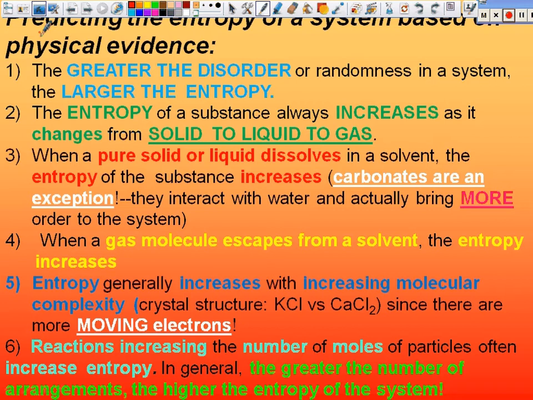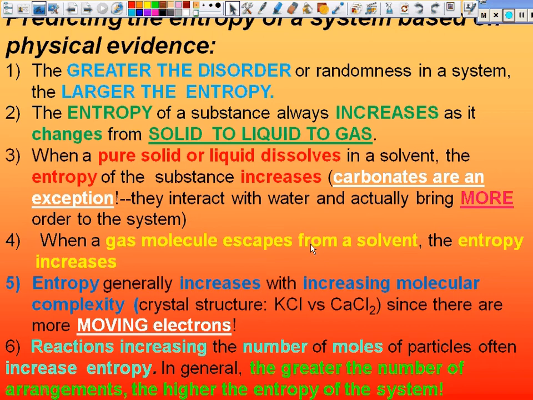Okay. Now, when a gas escapes from a solvent, the entropy also increases. Can I give you a perfect example, number 4? What if you shake up a Dr Pepper and then release and then open it up? That's exactly what's happening in number 4. What is specifically the gas molecule escaping from a solvent? And it's carbon dioxide that's leaving the liquid, right? So that's what carbonation is.